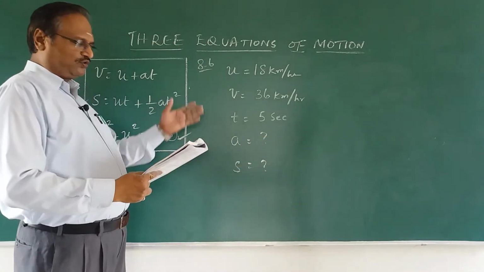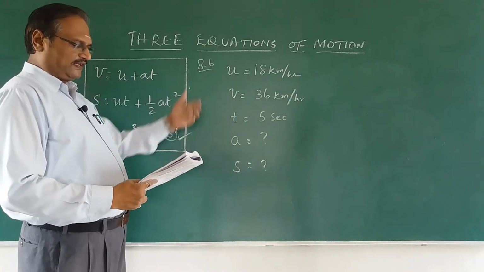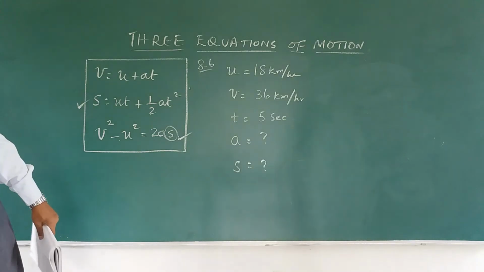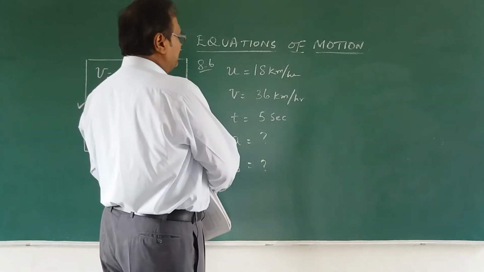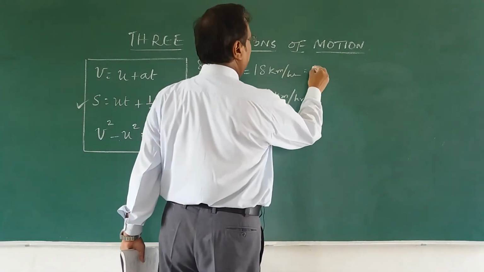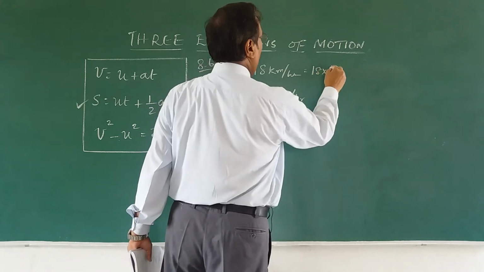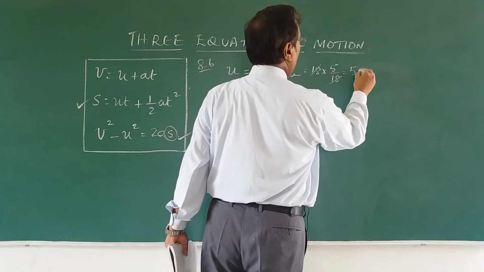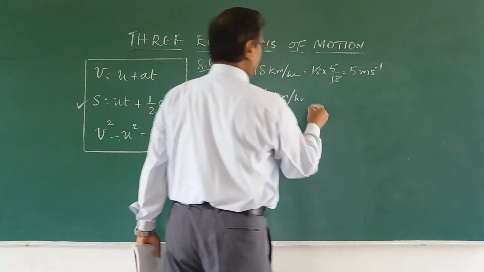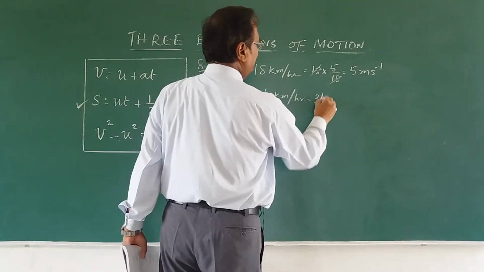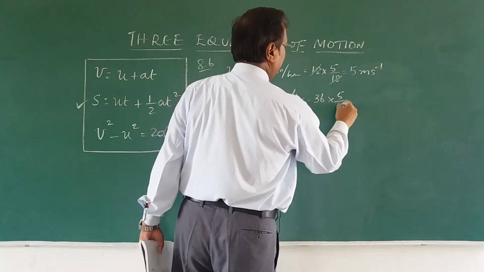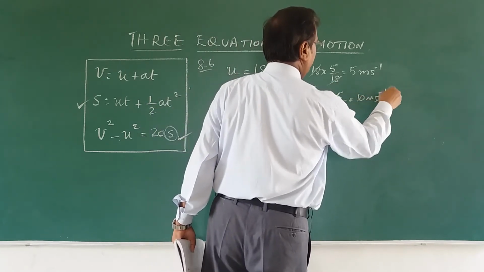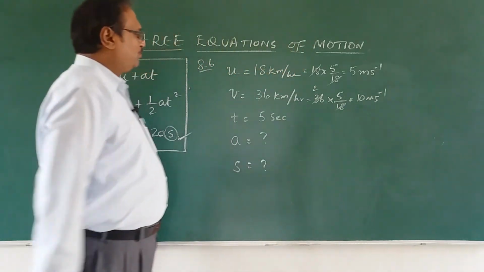I don't think I need to do this because I have done the previous one, but I will do this one more problem for you. First, convert this kilometer per hour into meter per second. So 18 into 5 upon 18, cancel, that is equal to 5 meter per second. And 36 multiplied by 5 by 18, cancel 2 times, that is equal to 10 meter per second. So we have converted.